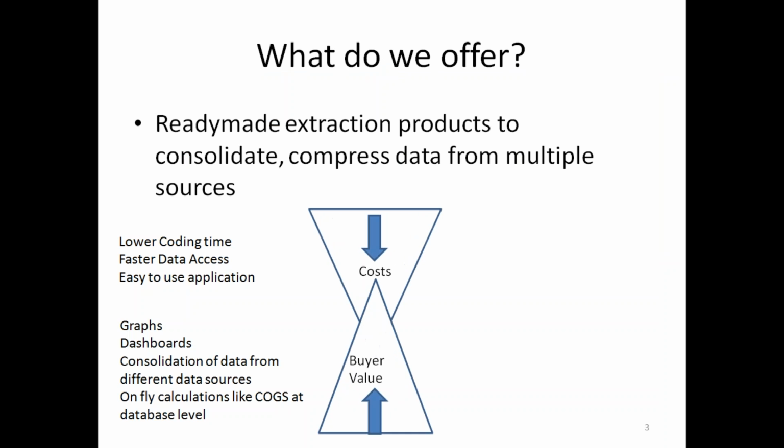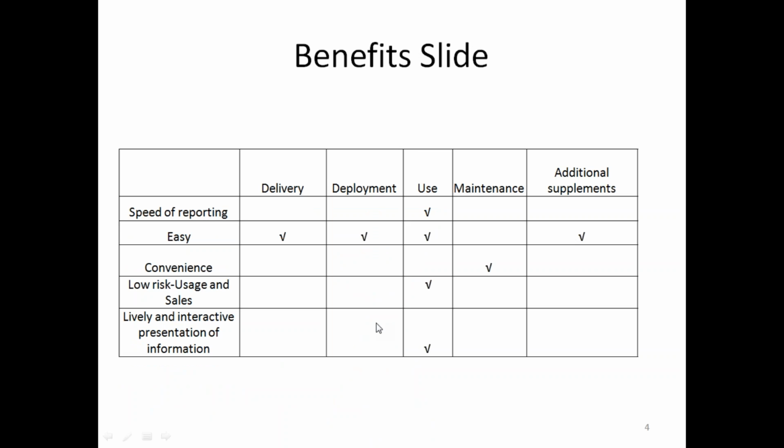So what do we offer? In a nutshell, my coding time is becoming lower, my data access is faster and easier to use. This is where the cost comes down, and my buyer value comes from graphs, dashboards, consolidation of data from different data sources such as SAP, Navision, Oracle, etc., and on-the-fly calculations of various ERPs at the database level. So cost comes down, the buyer value goes up. This is where the sweet spot is.